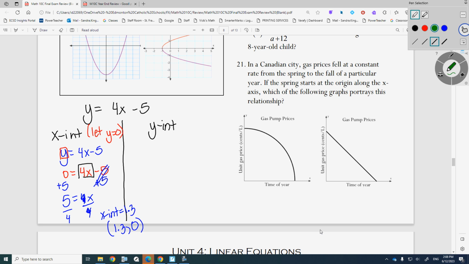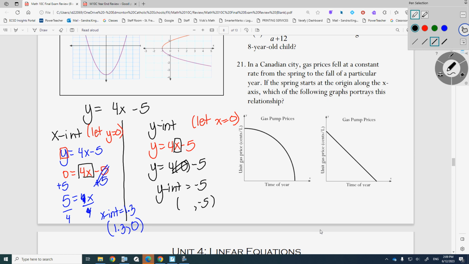Okay, my y-intercept. Ilana, what do you want me to do? Let x equal 0. So write your equation, box in your x, and put a 0. 4 times 0 is 0. Y-intercept is negative 5. So what that means is when x is 0, y is negative 5.